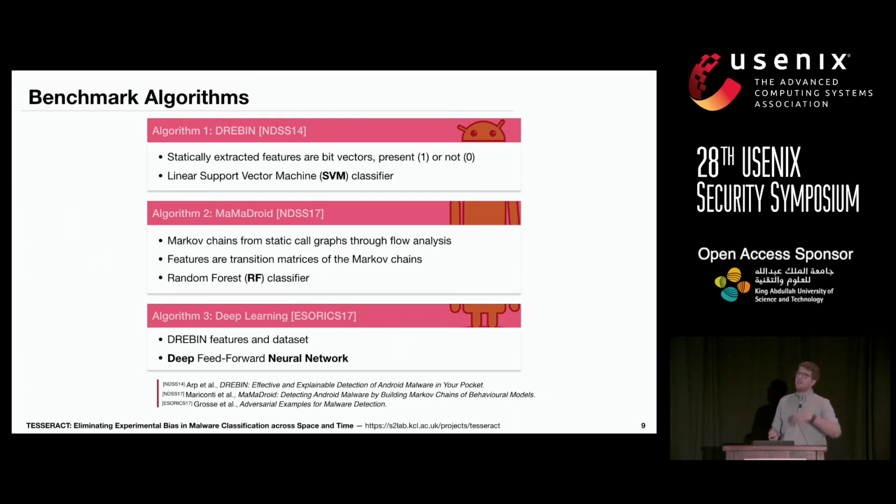The third algorithm is a variation of Drebin that uses deep learning, because we wanted to see whether non-shallow learning algorithms were performing differently for some reason in presence of concept drift.